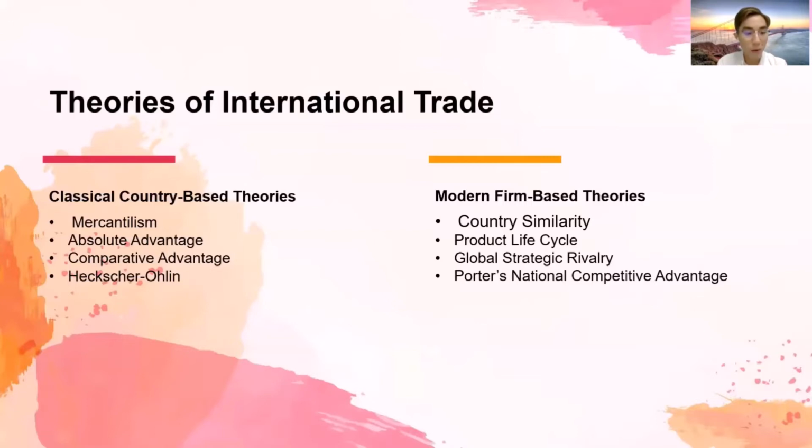The category of modern firm-based theories emerged after World War II and was developed in large part by business school professors, but not economists. Unlike the country-based theories, firm-based theories incorporated other product and service factors, including brand and customer loyalty, technology, and quality, into the understanding of trade flows.